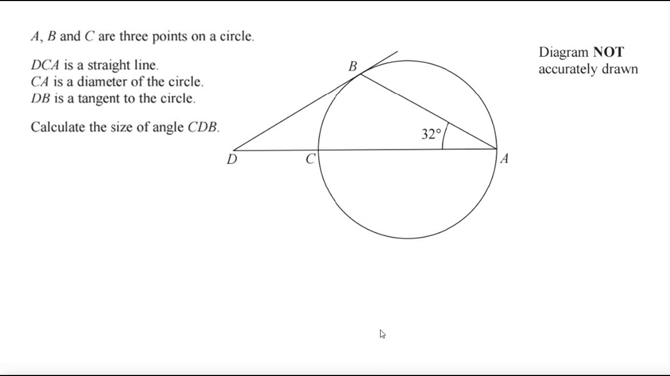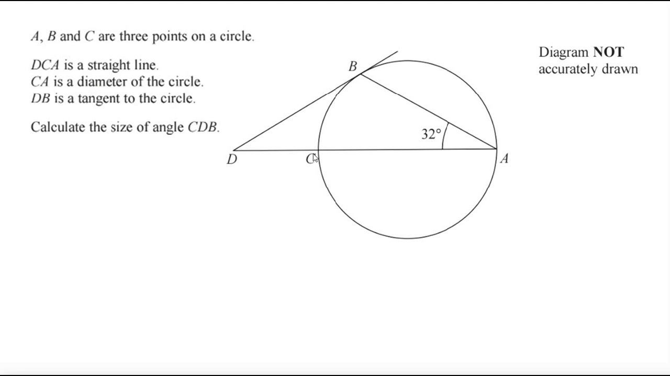Okay. So let's have a look at this problem and see if we can solve it. I can think of a couple of ways of making an inroad here. One thing I want to do before I start working on the diagram is look at the description, because sometimes the description adds information that we need to add to the diagram. So A, B and C are 3 points on a circle, and we've got those marked. DCA is a straight line, okay, that looks correct.